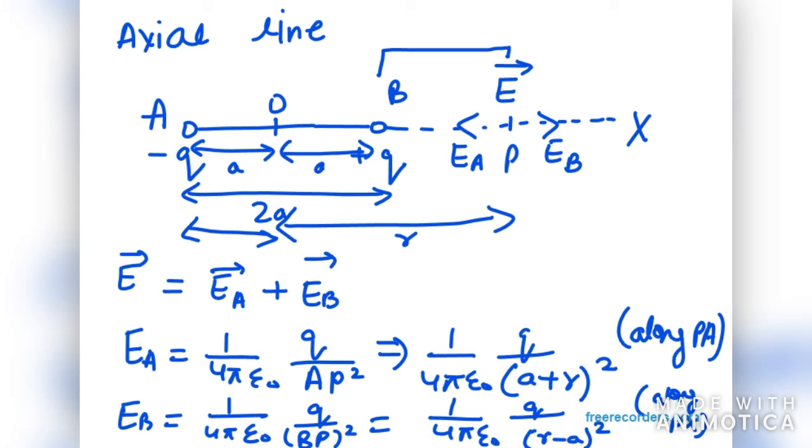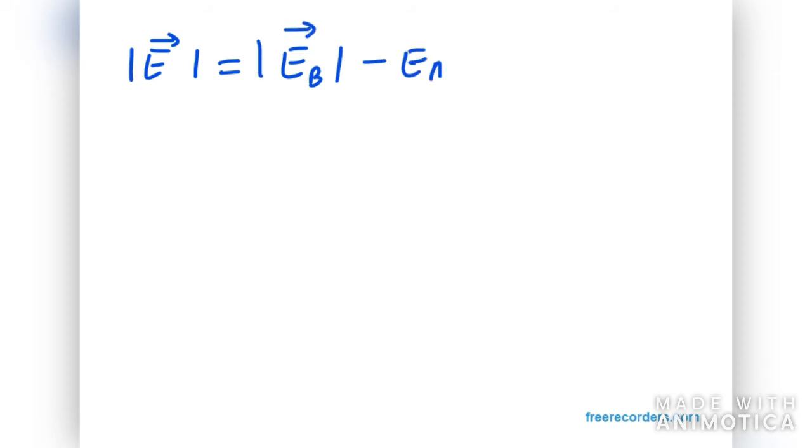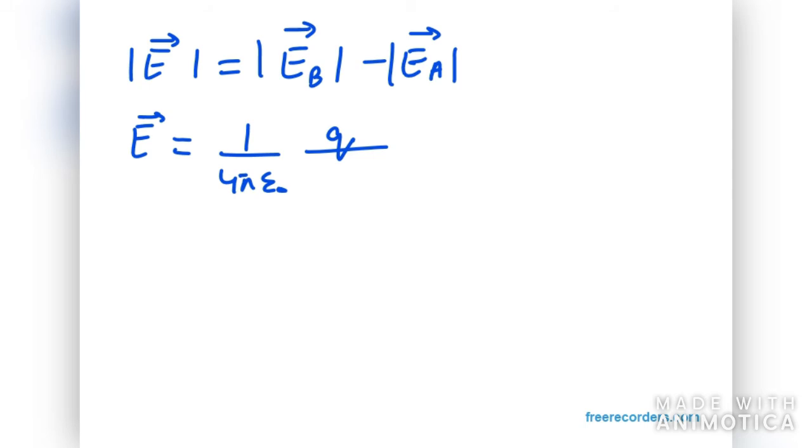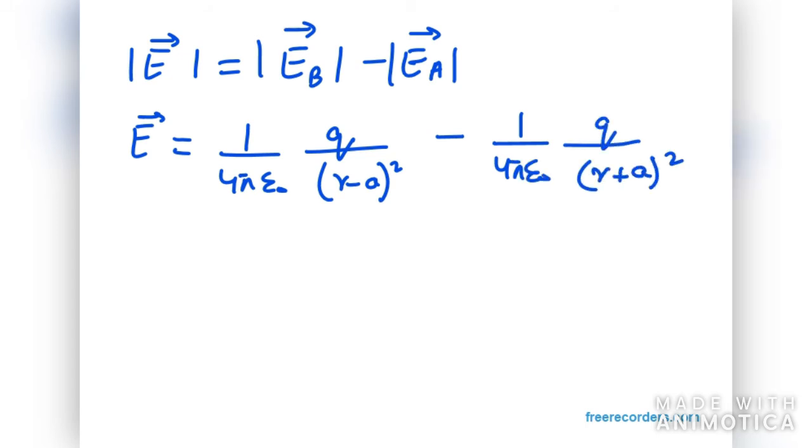So, in the vector form, as you know EB is greater, so I will take it first. Then negative of EA as it is in opposite direction. So it will be vector E equals 1 over 4 pi epsilon naught Q over (R minus A) whole square minus 1 over 4 pi epsilon naught Q over (R plus A) square.